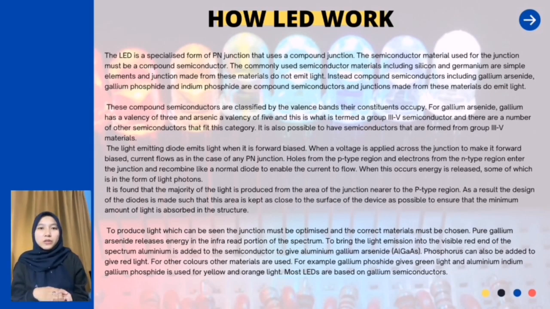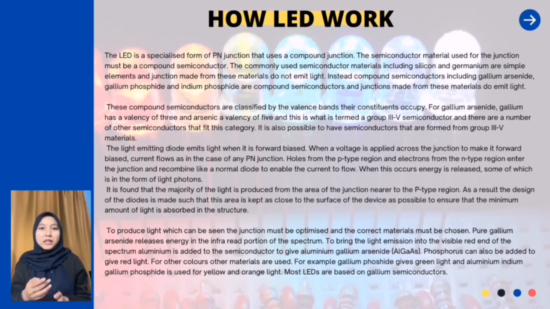To produce light which can be seen, the junction must be optimized and the correct material must be chosen. Pure gallium arsenide releases energy in the infrared portion of the spectrum. To bring the light emission into the visible red end of the spectrum, aluminium is added to the semiconductor to give aluminium gallium arsenide. Phosphorus can also be added to give red light.